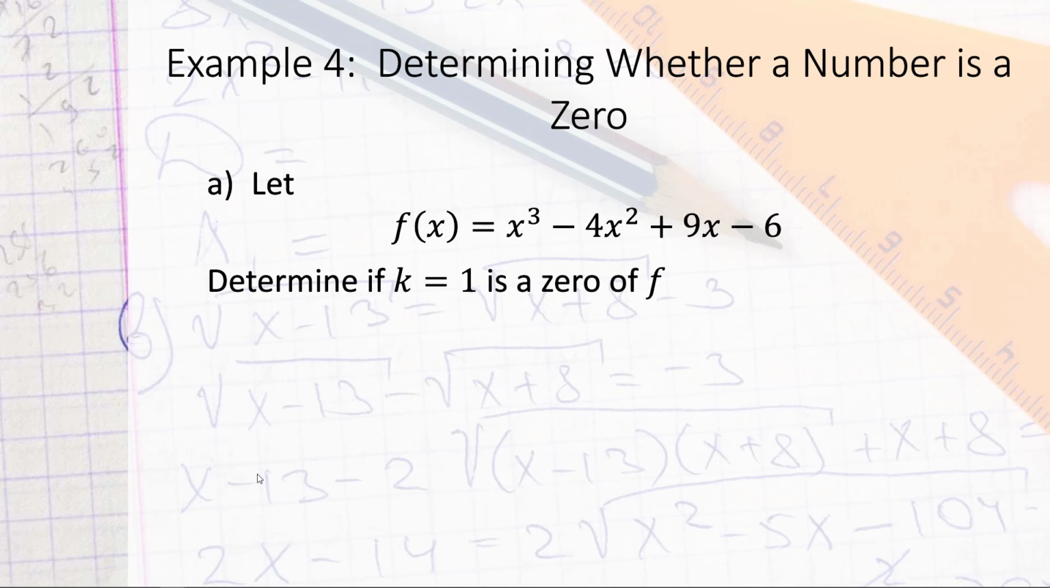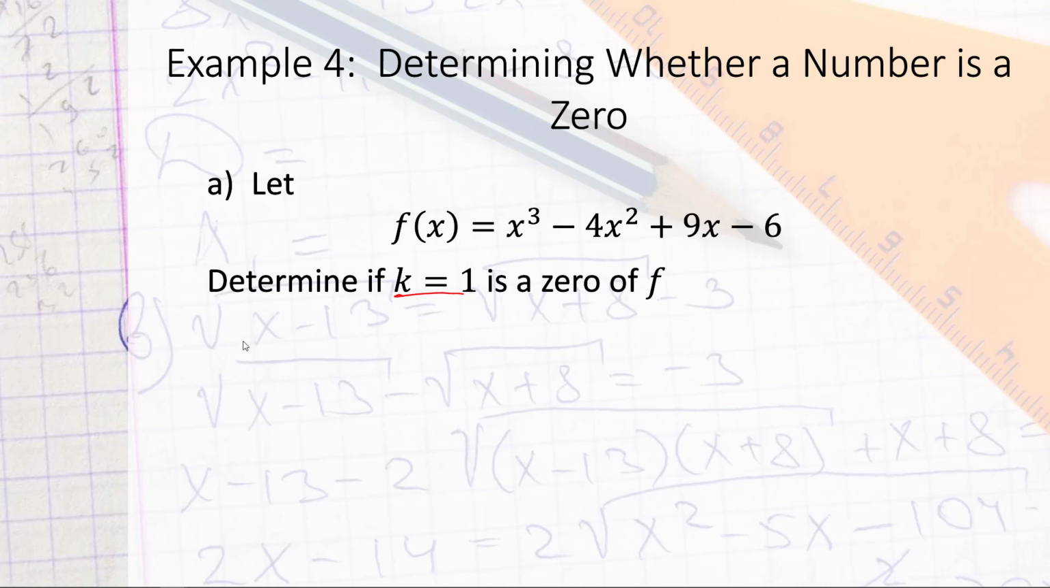And here we are going to let f be equal to x cubed minus 4x squared plus 9x minus 6. And we want to see if k equals 1 is a 0. So we can go ahead and set this up using synthetic division. Of course, it'd be really easy just to plug in 1 and see what you get. But we're not going to do it that way. We're going to do it this way, and then you can validate it using the latter approach.